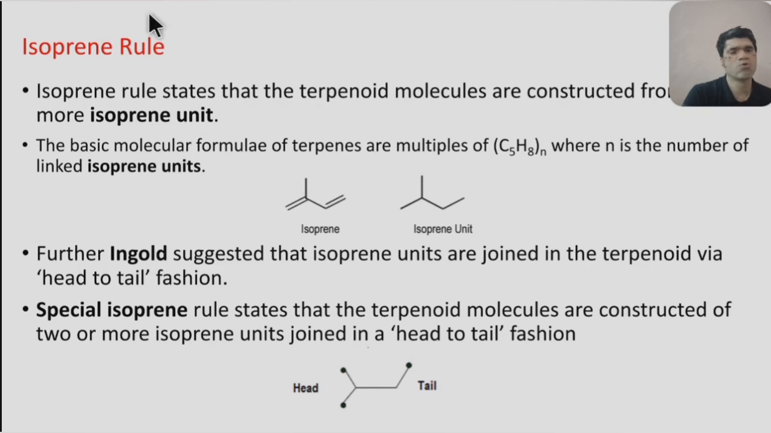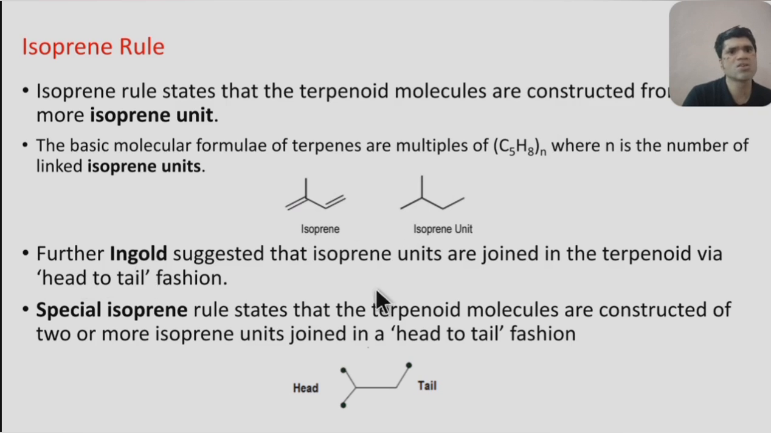Let us move to the isoprene rule. The isoprene rule states that terpenoid molecules are constituted from two or more isoprene units. Basically, this isoprene unit has the formula C5H8. So (C5H8)n: a terpenoid may contain two or more of these isoprene units, and n gives the number of isoprene units present in that terpenoid.